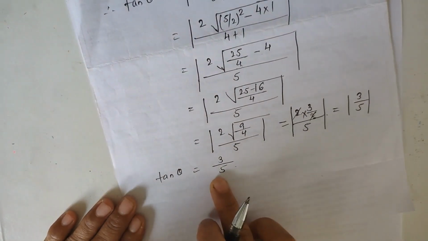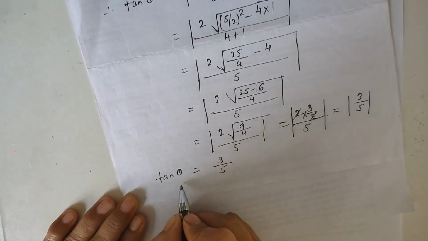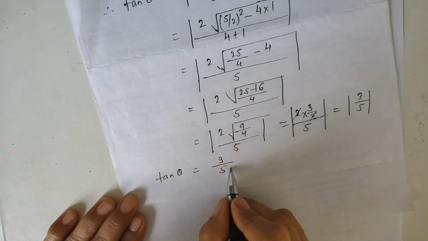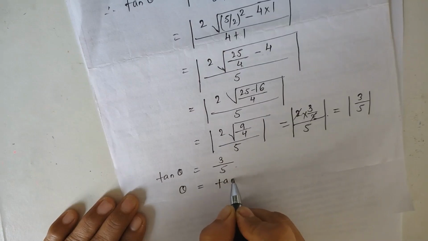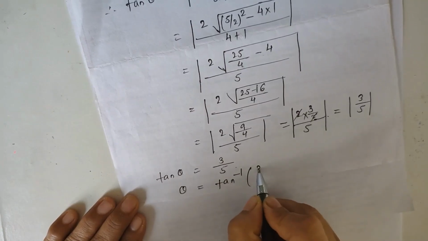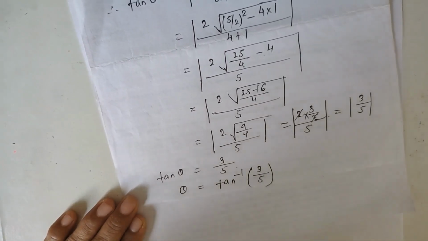Here tan theta is equal to 3 by 5. This is not a standard value. So we can write theta is equal to tan inverse of 3 by 5. Next example.